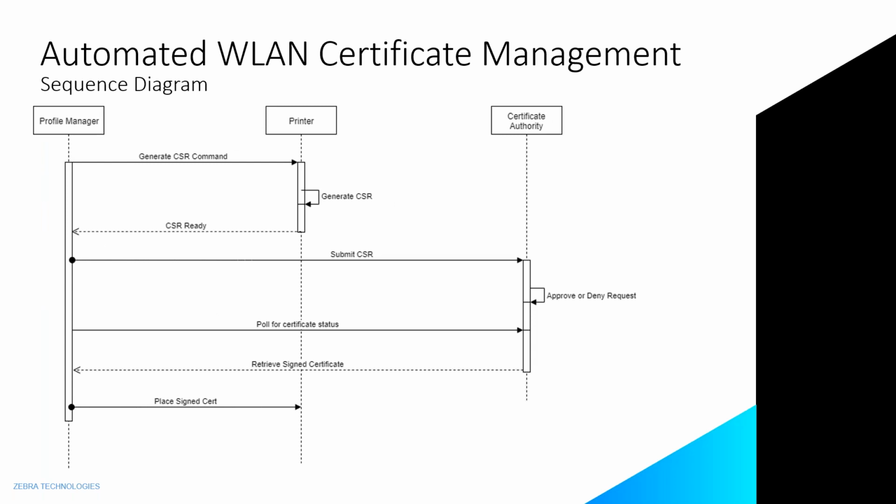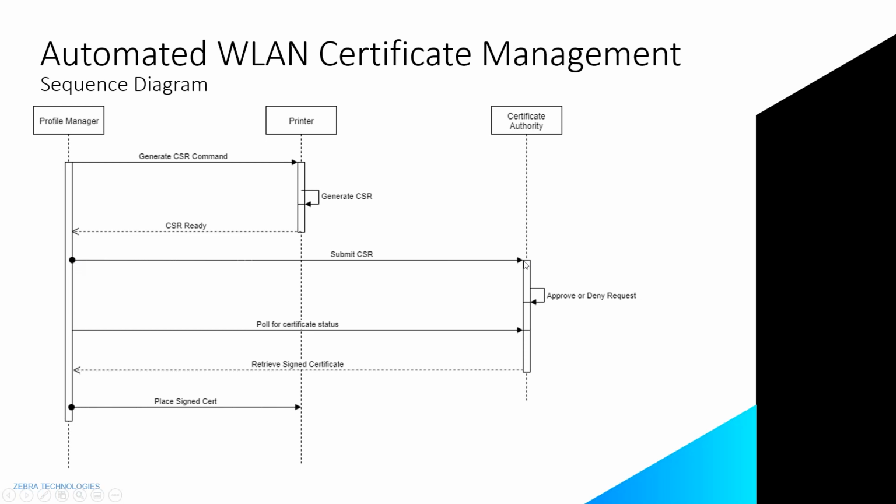But I realize that can be a little hard to picture, so I wanted to create a sequence diagram to show how this process occurs. How do we get a new certificate on the printer? Imagine that a printer is coming up for expiration, PPME sees that, and it kicks off this sequence. Profile Manager issues a generate CSR command to the printer. The printer generates the CSR and leaves its private key on the printer for security purposes. Once that's ready, the printer notifies PPME that the CSR is ready, which we can pull off the printer and send directly to the certificate authority.